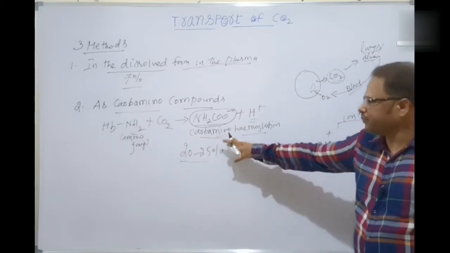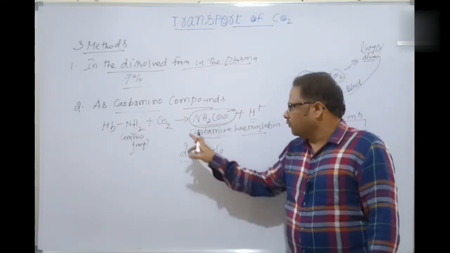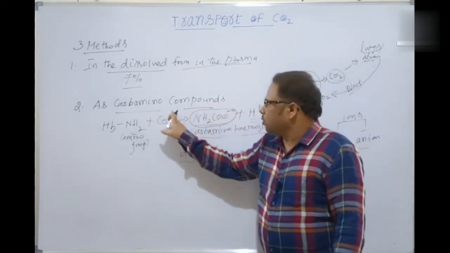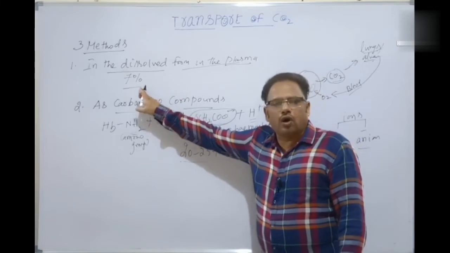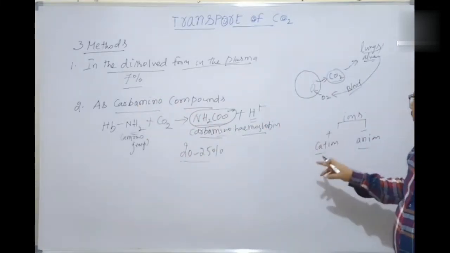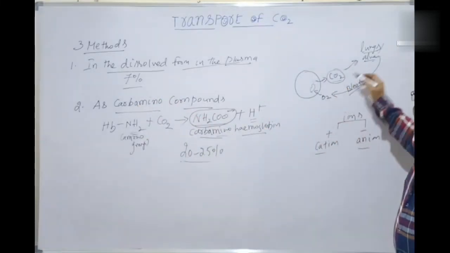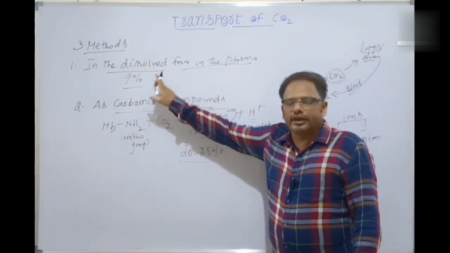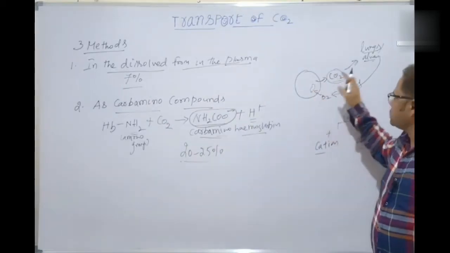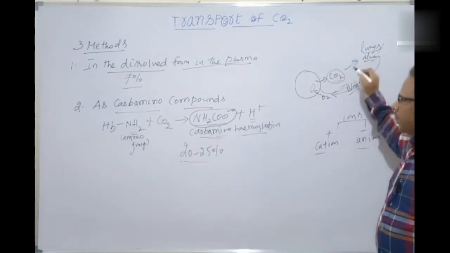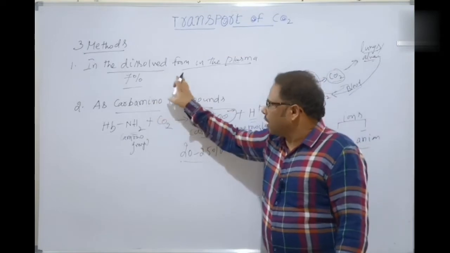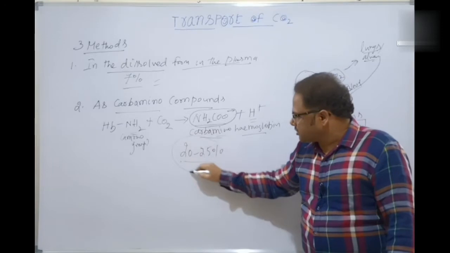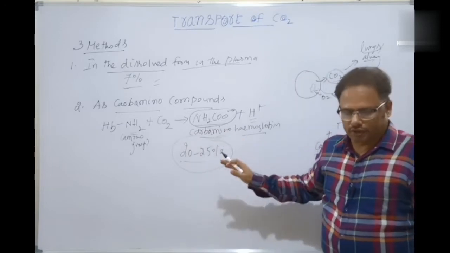Remember this point. So 20 to 25% of carbon dioxide is transported to the alveoli as carbamino compounds, and only 7% of carbon dioxide is transported from the cells to the lung alveoli in the dissolved form. In the dissolved form, 7%, and as carbamino compounds, 20 to 25% of carbon dioxide is transported here. Okay, students.